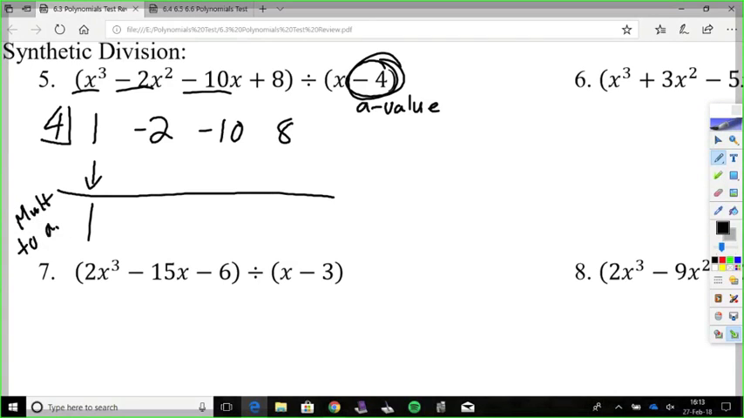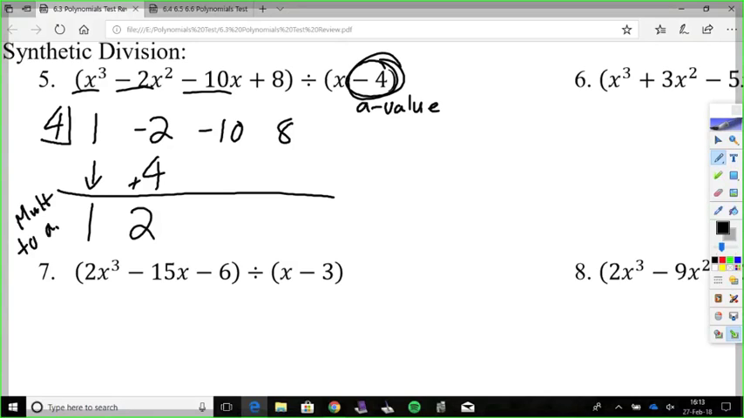Now anything that goes underneath this line, we're going to multiply to my a value. So I have 1, I'm going to multiply it to 4, because that's my a value. 1 times 4 is 4. I'm going to put that answer under the next term so I can add them together to get the next number that goes below the line. So there's a 4, negative 2 plus 4 is going to be positive 2. So that's the answer to that addition.